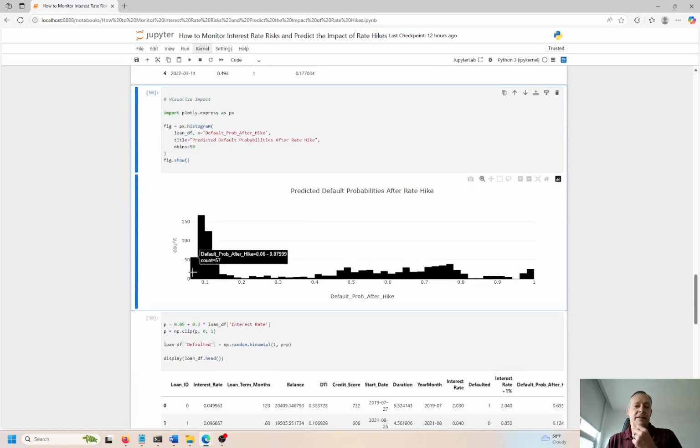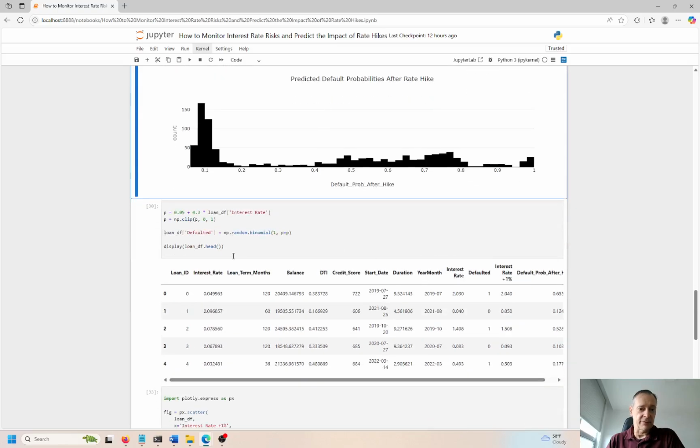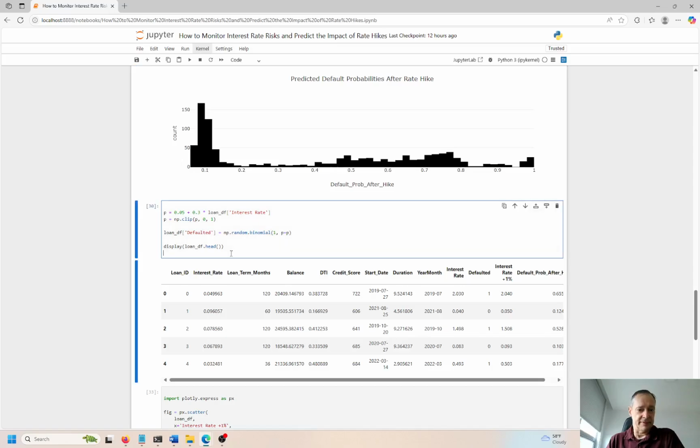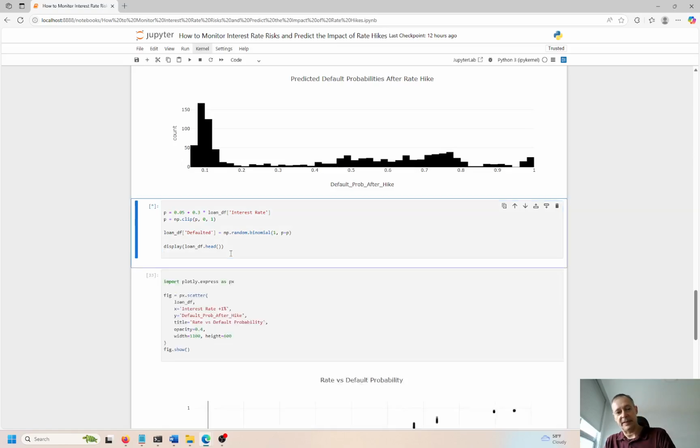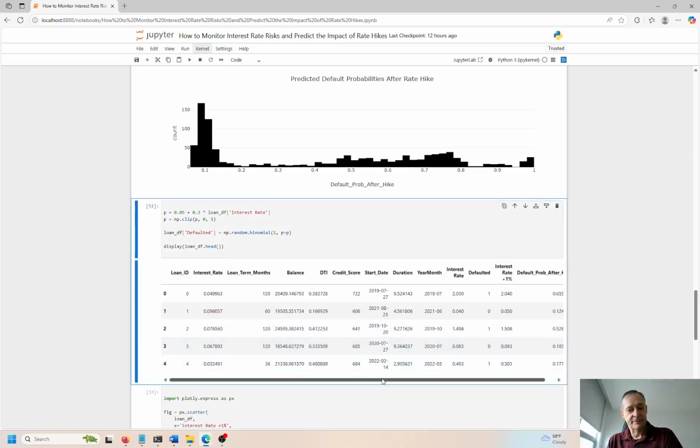Let's look at this in chart form here. So as interest rates rise, you can see the counts. This is a histogram, so you can see the number of incidences of defaults and the number of counts. So it's going up, it's appreciating a little bit. Default after hike, and the default probability is illustrated right here. So let's look at one more example here. This is going to be the loan default. I'm going to append a new column onto this data frame.